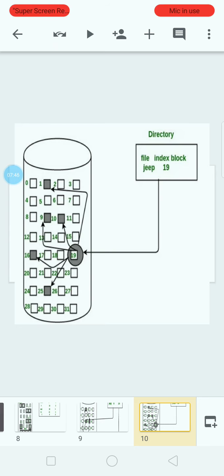Now, multi-level index. In this policy, a first level index block is used to point to second level index blocks, which in turn point to the disk blocks occupied by the file. This can be extended to 3 or more levels depending on the maximum file size.